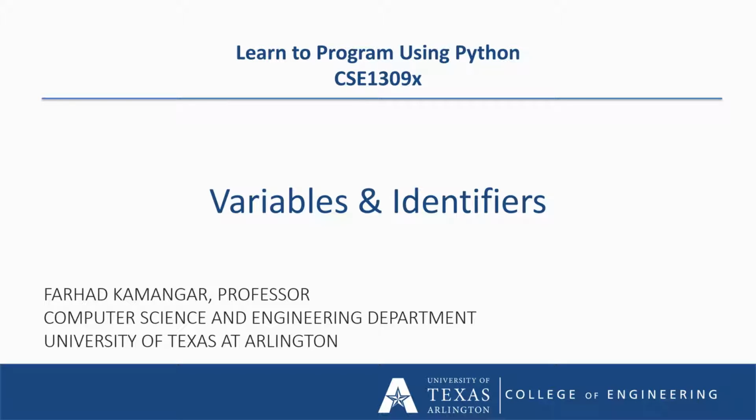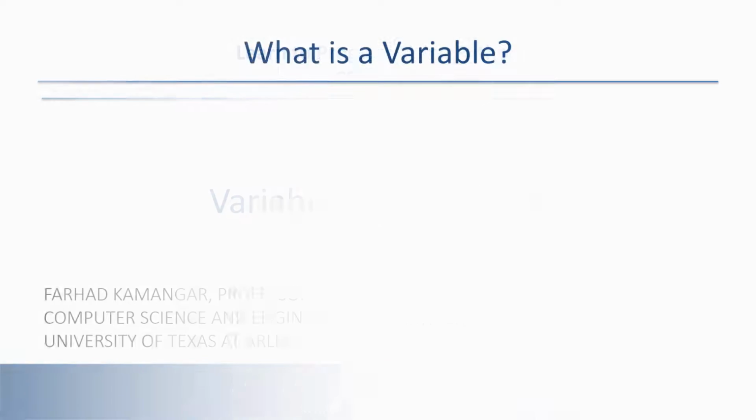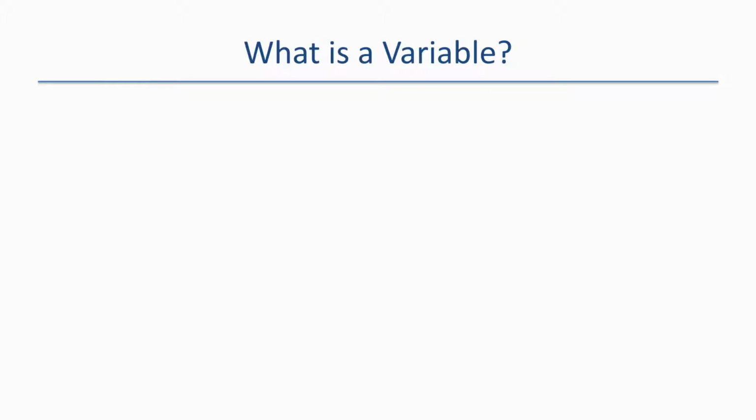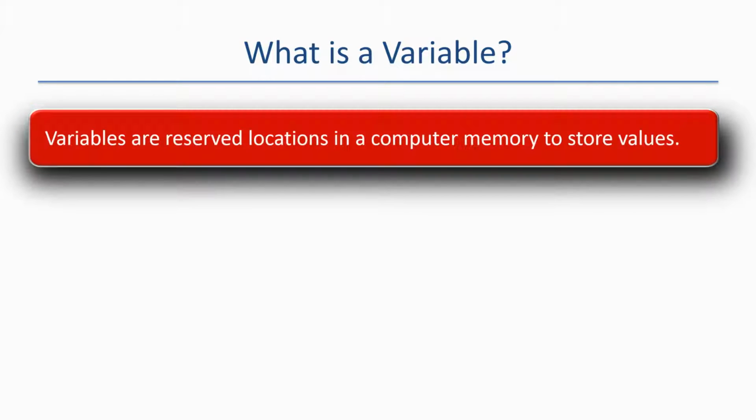In the last lesson, I showed you how to write your first program and also briefly talked about identifiers and variables. Let's take a closer look at the difference between identifiers and variables. So what is a variable? A variable is a reserved location in a computer memory to store values.